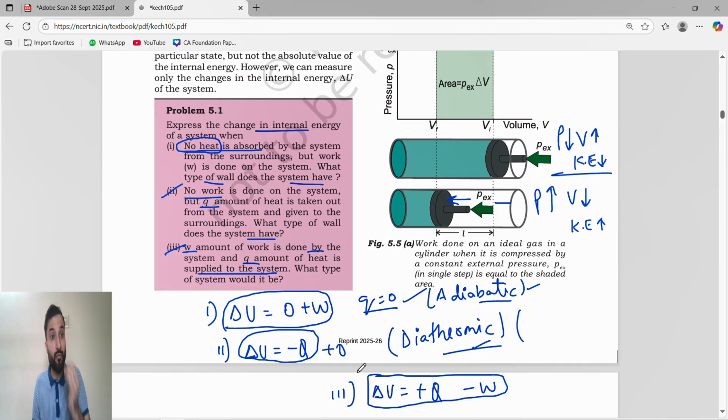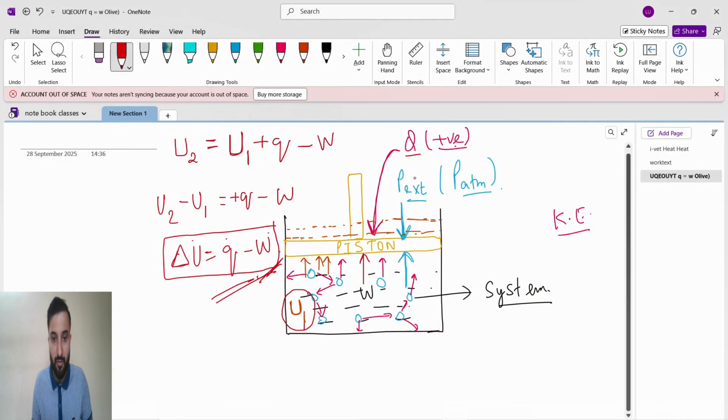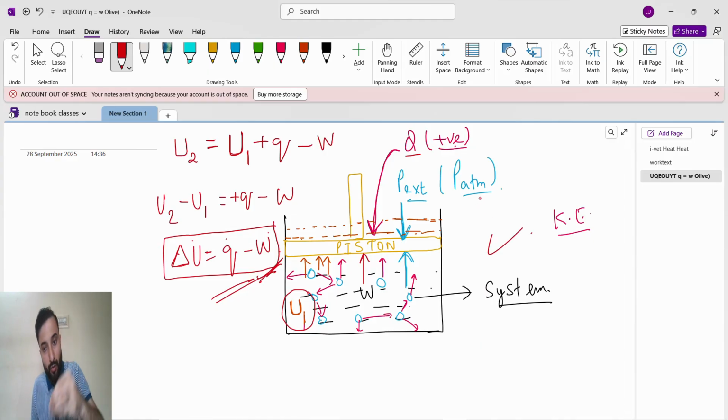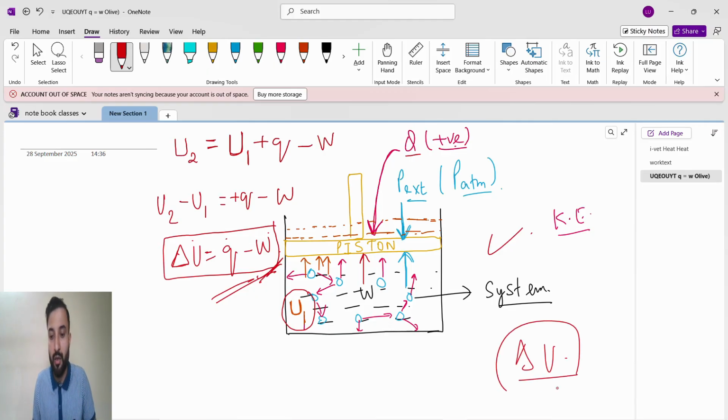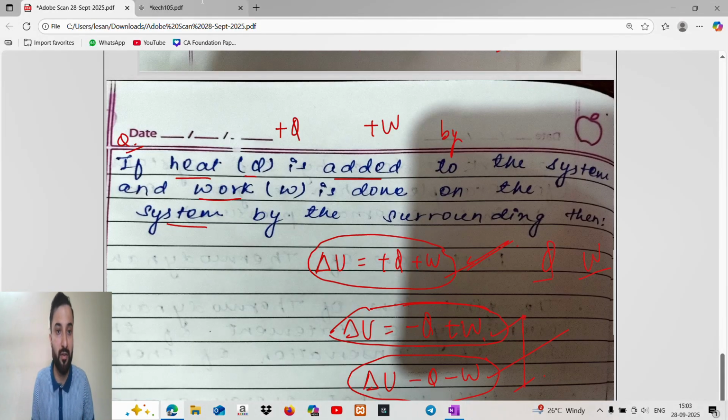So that's it. From these conditions, we have to see whether Q is going in or out, or whether work is done on the system or by the system. According to that, we can write the delta U expression, whatever type of expression they give. This is a very important thing to understand.